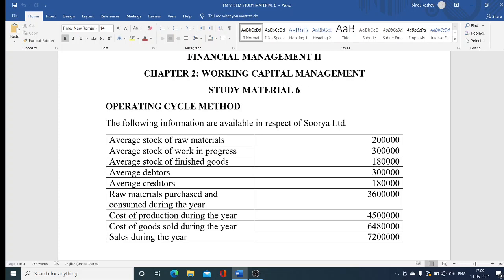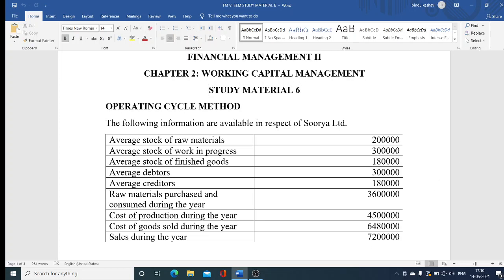Now, the following information is available in respect of Surya Limited. Average stock of raw materials 2 lakh, average stock of work in progress 3 lakh, average stock of finished goods 1,80,000, average debtors 3 lakh, average creditors 1,80,000. Raw material purchased and consumed during the year 36 lakh, cost of production during the year 45 lakhs, cost of goods sold during the year 64 lakh 80,000, sales during the year 72 lakh.